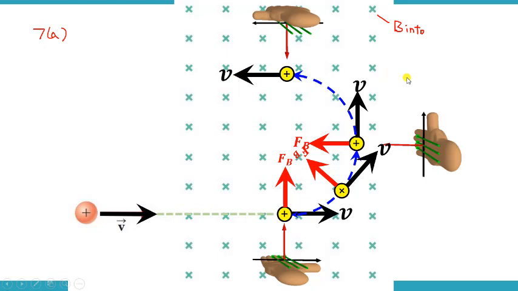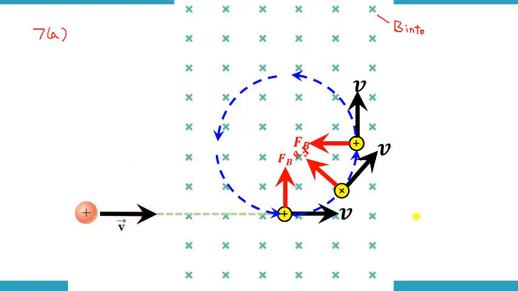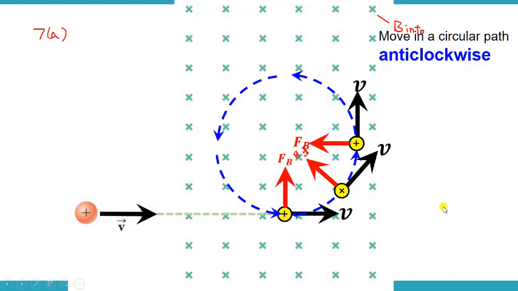At this particular position, the direction of velocity is to the left. Applying the right hand rule, we find that the magnetic force is downwards. So now the motion will be bent downwards, and at this position the velocity is downwards. Applying the right hand rule again, the magnetic force now points to the right. So the motion will continue in the rightward direction. Finally, you will see that our proton moves in a circular path anti-clockwise. This is the sketch for question 7a number 1.